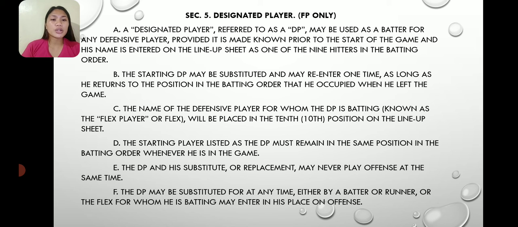The starting player listed as the DP must remain in the same position in the batting order whenever he is in the game. The DP and his substitute or replacement may never play offense at the same time. The DP may be substituted for at any time, either by a batter or runner, or the flex for whom he is batting may enter in his place on offense.